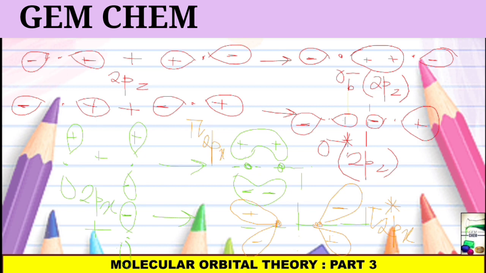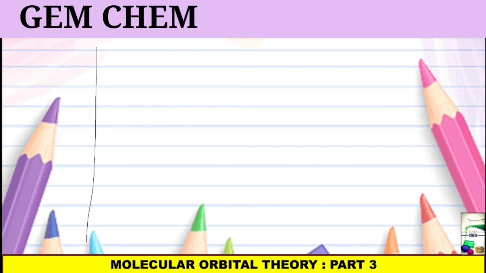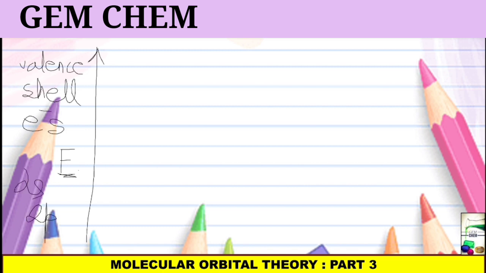Now we will see how we can draw this in an energy level diagram. So let us start. Draw the energy axis. As you draw the energy axis, you have to consider only the valence shell electrons. So in case of oxygen, we will consider only 2s and 2p. First of all, we will consider 2s. So here is our 2s, here is another 2s.